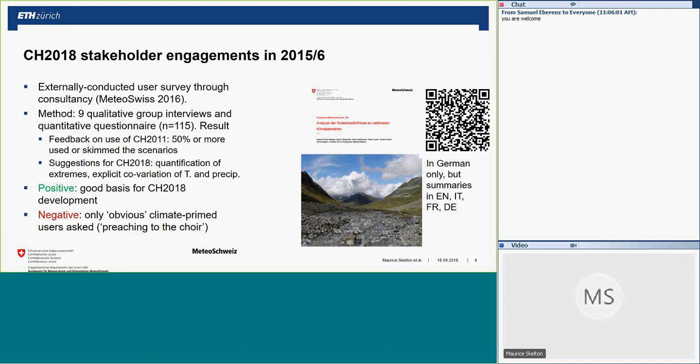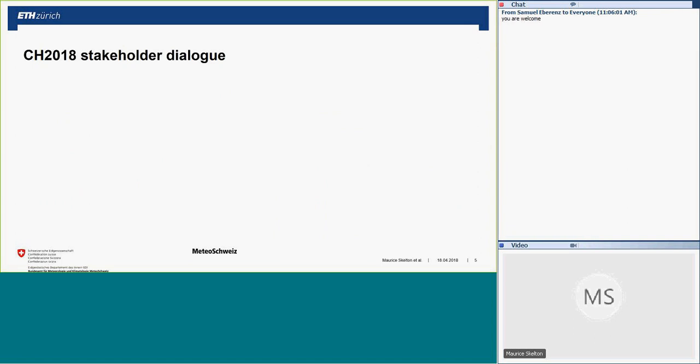The one caveat is that in the survey, only the obviously climate-primed users were asked. So it's sort of preaching to the choir. That was interesting and very relevant. But of course, the question is how do people outside this particular climate adaptation or climate mitigation community use CH2018 or CH2011? So that's where the project comes in.